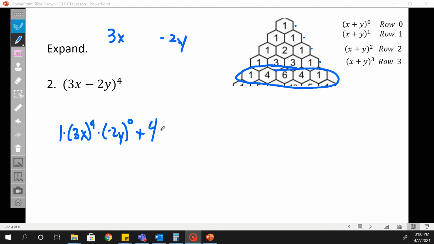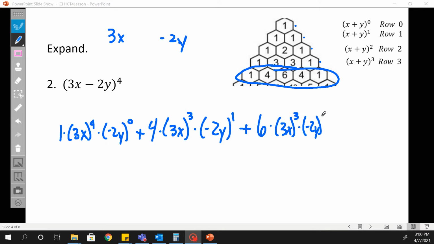The next term starts with a coefficient of 4. The 3x now goes down to the third power, and the negative 2y now goes up to the first power. The next coefficient is 6. The 3x now goes down to the second power, and the negative 2y is now up to the second power.